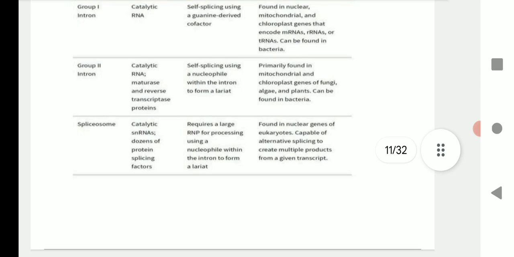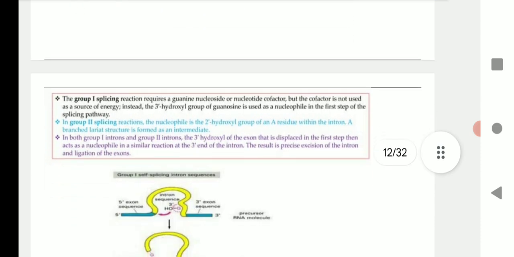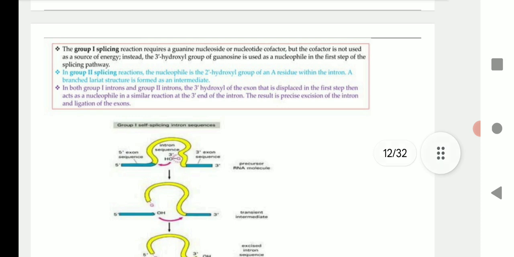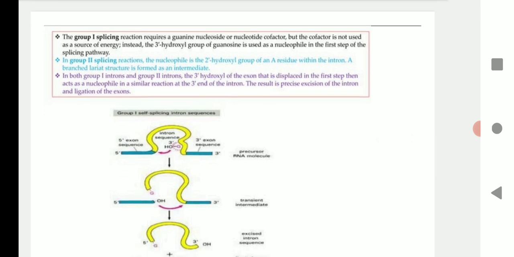Let us see the group 1 splicing mechanism. Here is the diagram which shows that group 1 splicing requires a free guanosine nucleotide. The free guanosine nucleotide acts as a cofactor, and how it derives the energy is not yet clear. The 3'-hydroxyl group of the guanosine residue acts as a nucleophile that first carries out a nucleophilic attack at the 5' end of the intron. So the 5' end of the intron is cut and becomes associated with the free guanosine residue. Now exon 1 is created with a free hydroxyl group.